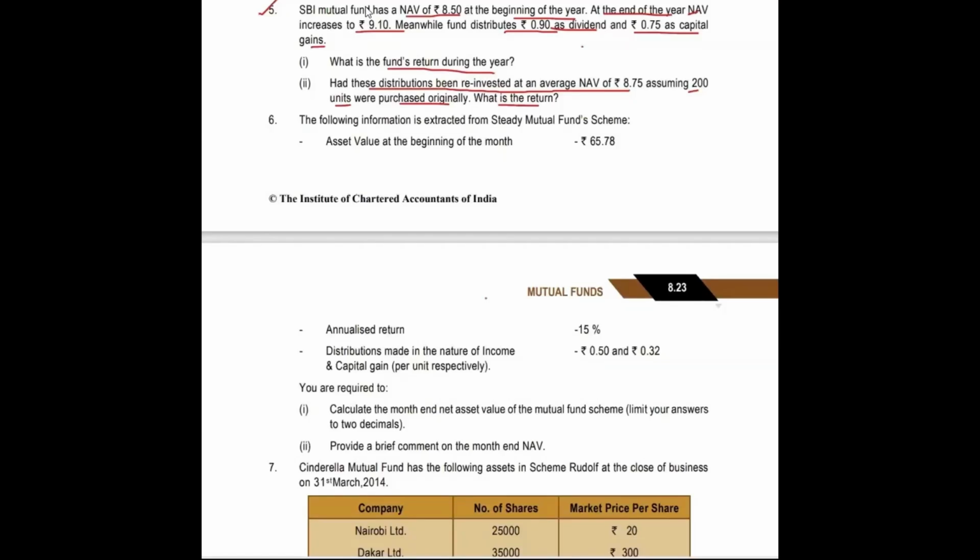Question number 6. The following information is extracted from Steady Mutual Fund Scheme. Asset value at the beginning of the month is rupees 65.78. Annualized return is 15%. Distributions made in the nature of income and capital gain, which is per unit respectively, is rupees 0.5 and rupees 0.32. We need to calculate the month-end net asset value of the mutual fund scheme and limit our answers to 2 decimals and provide a brief comment on the month-end NAV.